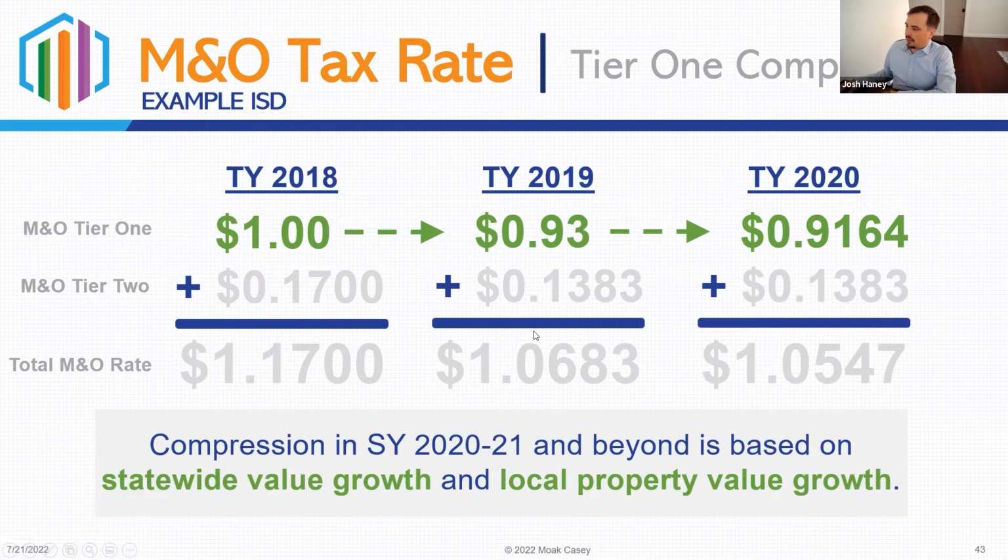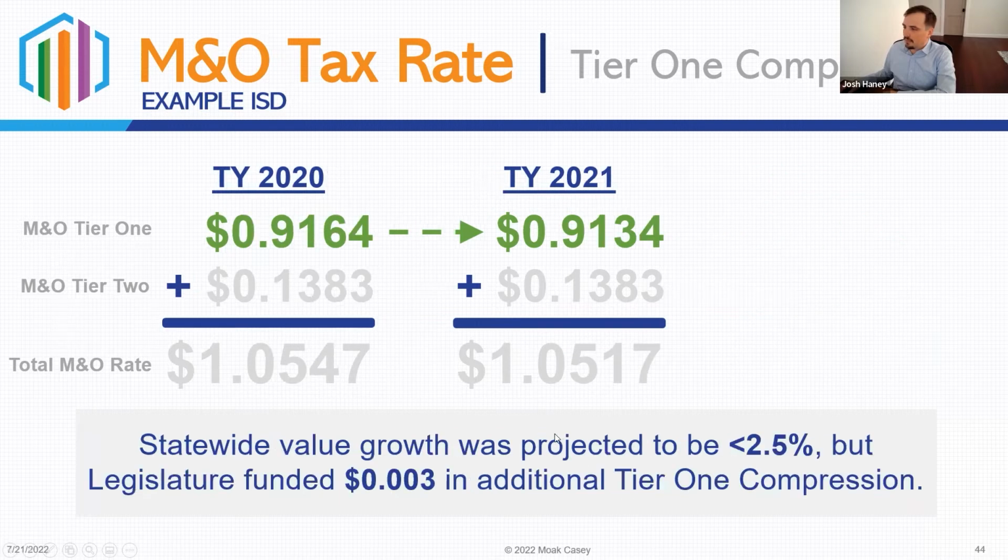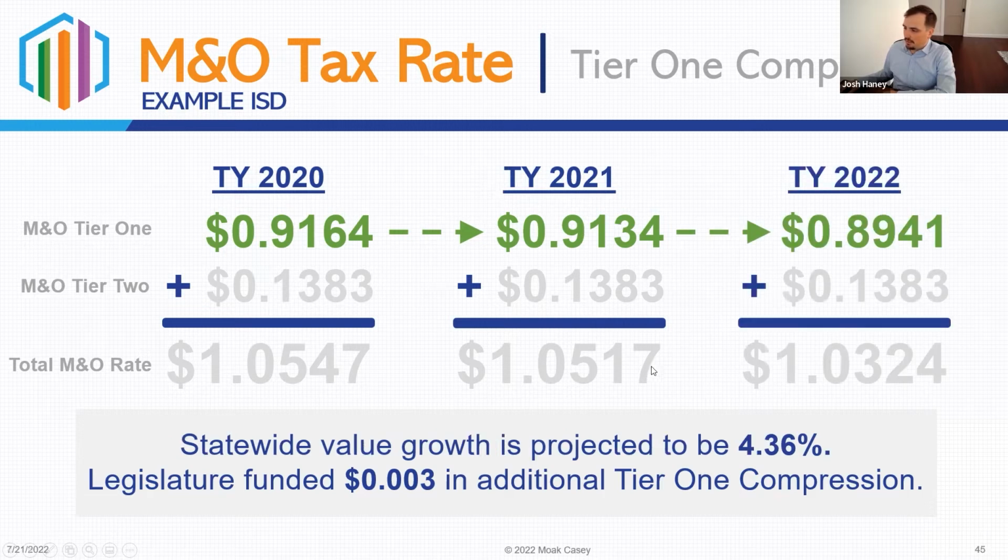The other thing to point out here is that your tier 2 pennies are just going to float down on top of tier 1. So as tier 1 gets compressed, those tier 2 pennies, unless you're doing a TRE or disaster penny, anything like that, are going to float down on top of your tier 1 rate, and that'll be reflected in your total M&O tax rate. As that tier 1 rate gets compressed, your tier 2 pennies float down on top, and you see that difference in the total tax rate.